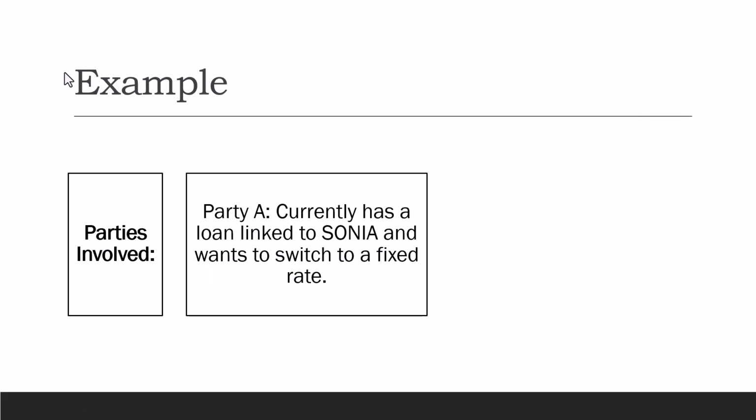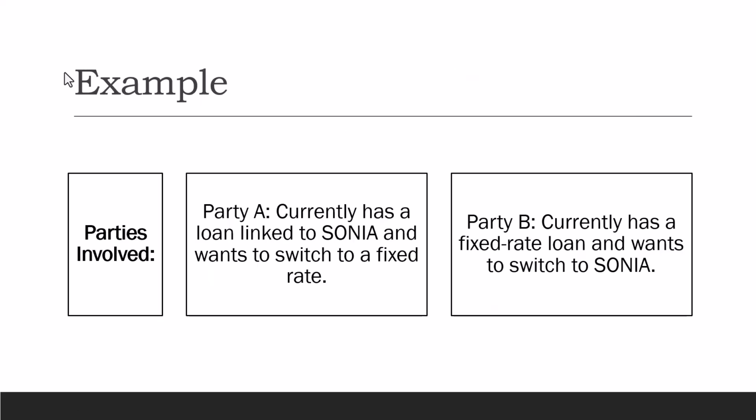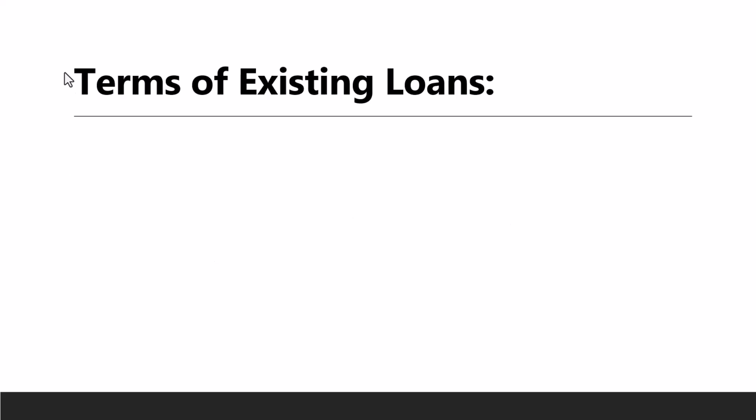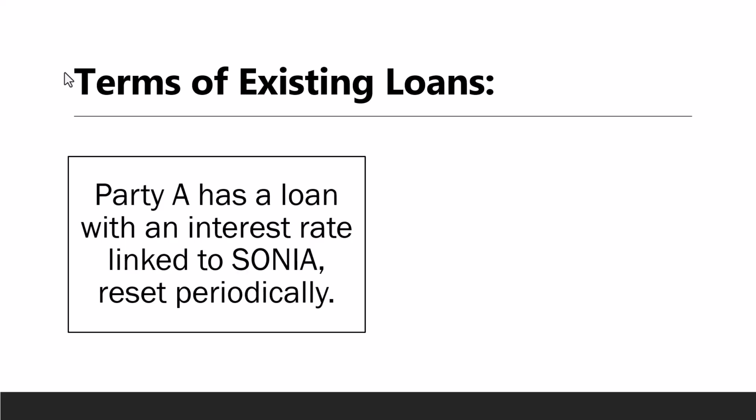Now suppose there are two parties. Yeah, read this. Parties involved. Party A currently has a loan with SONIA and wants to switch to a fixed rate. Party B currently has a fixed rate loan and wants to switch to SONIA. So this was a kind of opposing situation. We are going to complete this example a little later. अच्छा, शायद इसी में हो रहा है.